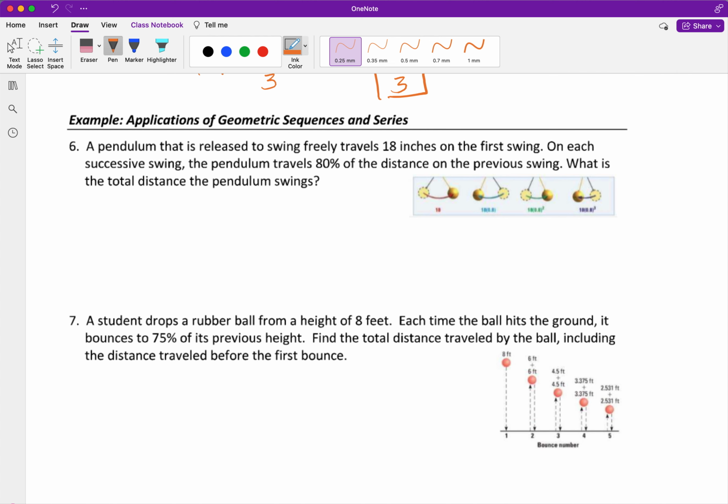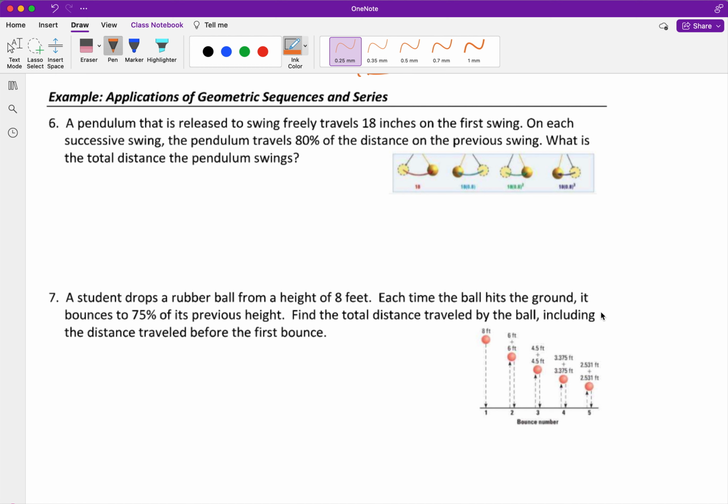All right, word problems, your favorite. We're going to start off with the easy one, which is this pendulum. So a pendulum is like the thing inside a grandfather clock that's just swinging back and forth, right? Like a giant ball with a weight on the end that swings back and forth. Hopefully you know what I'm talking about. If you don't, Google it. You'll figure it out.